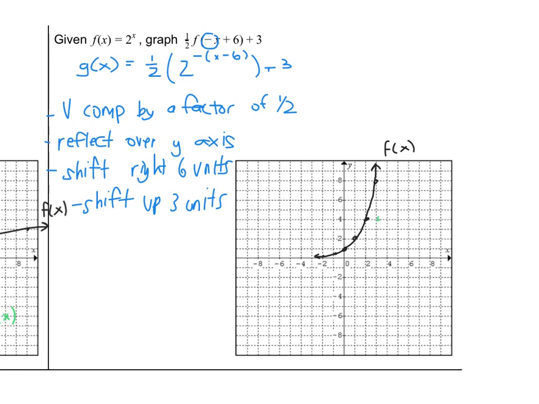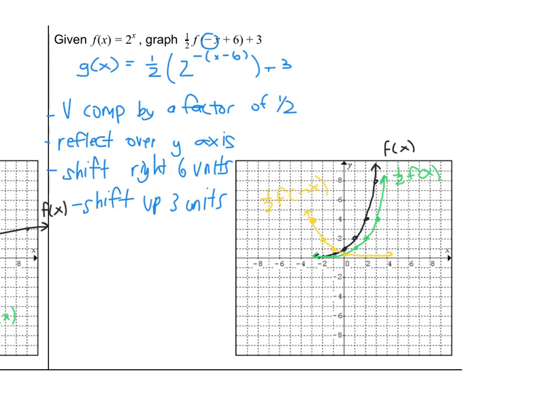So the 8 gets squished to 4, the 4 gets squished to 2, the 2 gets squished to 1, a half, and the rest just get closer to the x-axis. And there it is. This is 1/2 f of x. Now you need to reflect over the y-axis. Okay, so go ahead and do that. Take this exponential curve and it should get reflected so it looks something like this. So try it out and then come back to check with the video.